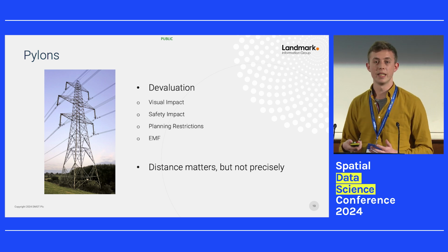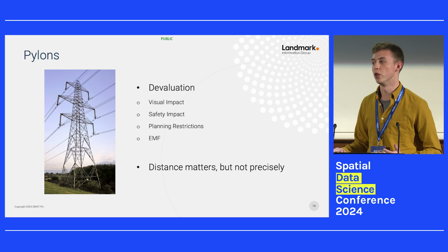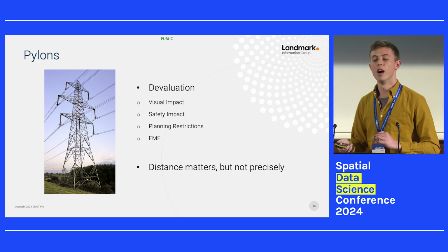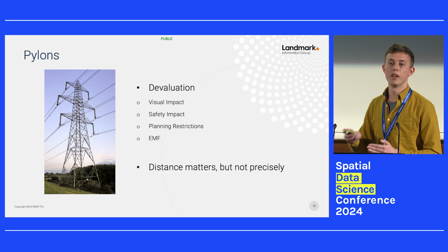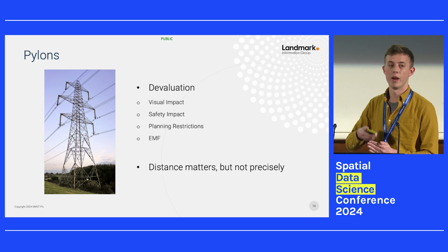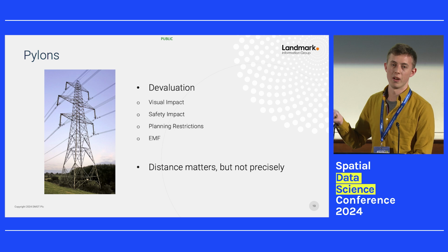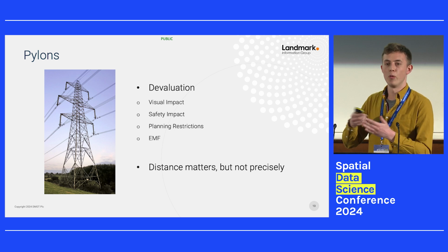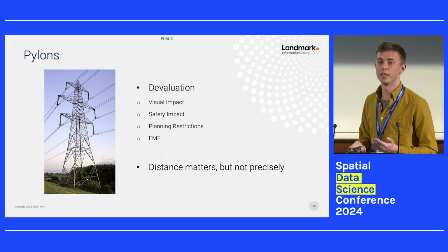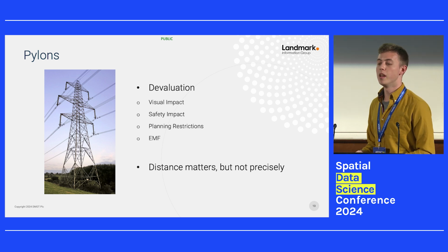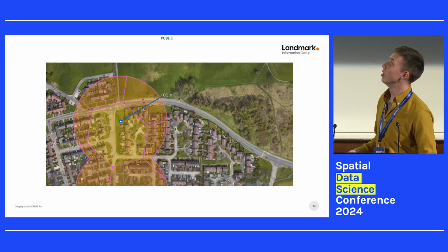Well, they have quite a big devaluing effect. There's visual and safety impacts. It has impacts on what you can do with your property if you're too nearby. And we tend to care if you're close to one, but not exactly how close. Unlike distance to coast, where every meter can count, especially with coastal erosion, distance matters for pylons, but not precisely. So if you're within a certain area, for example, a 100-meter buffer, that's good enough to say if it's a risk factor or not. So this is how Databricks Mosaic works, for those of you who haven't seen it before.